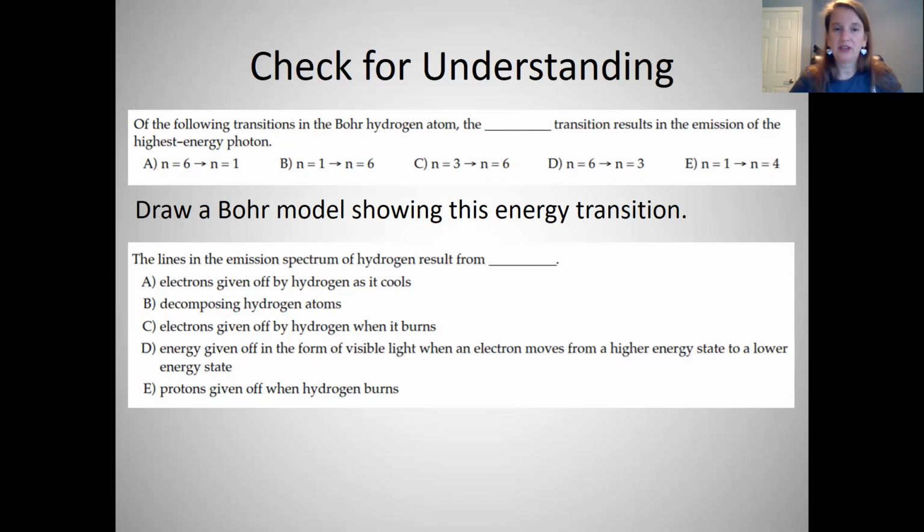D, energy given off in the form of visible light when an electron moves from a higher energy state to a lower energy state. Well, that sounds pretty good, because we know that emission means to give off. So it says energy is given off. We know that's true. And it has to be from the high state to the low state in order for it to give off and release energy. And then E, protons, we can see that word and automatically eliminate it because we're not talking about the proton here. Proton's not doing anything.